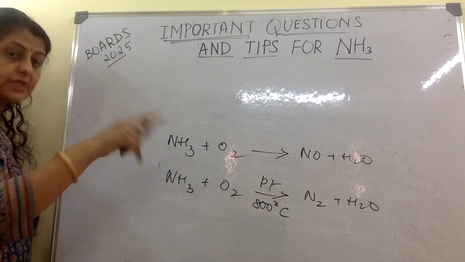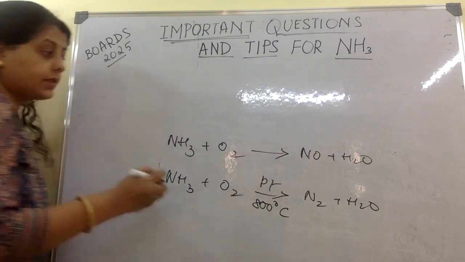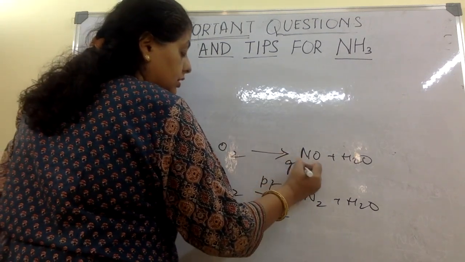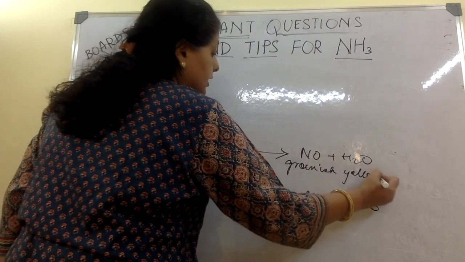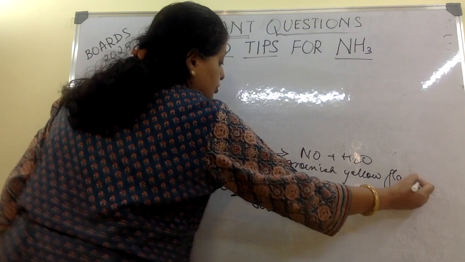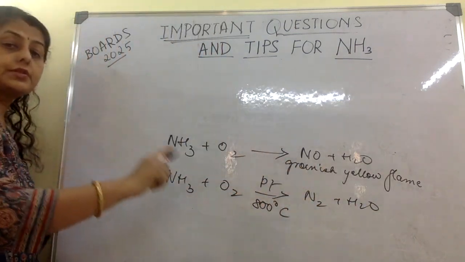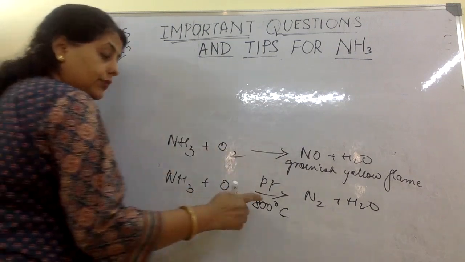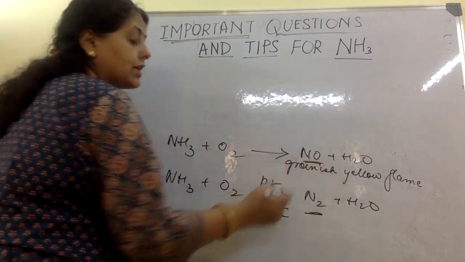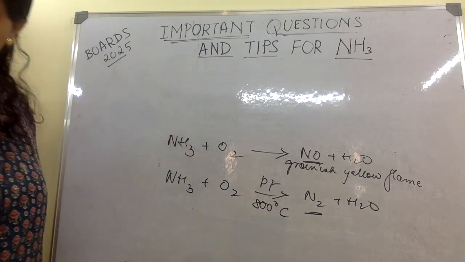Here no catalyst, but then you have to remember something else. Ammonia burns with a greenish yellow flame here. So they can give it as a hint. If it is greenish yellow flame, then there is no catalyst. If there is a catalyst, no greenish yellow flame. With catalyst, nitrogen gas. Without catalyst, nitrogen monoxide.